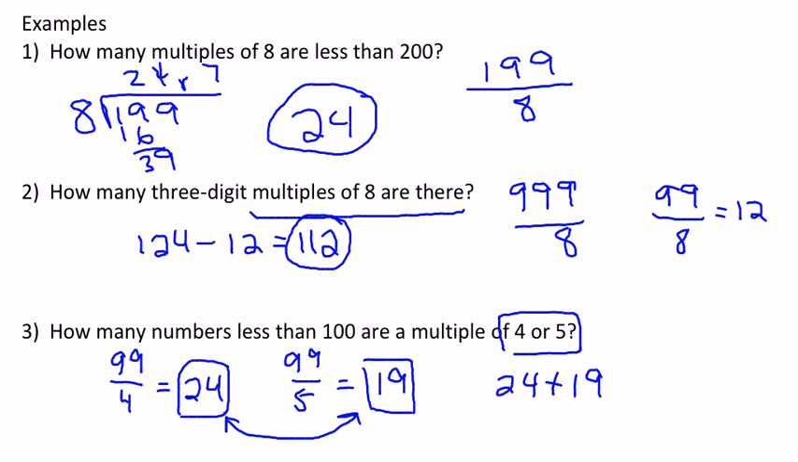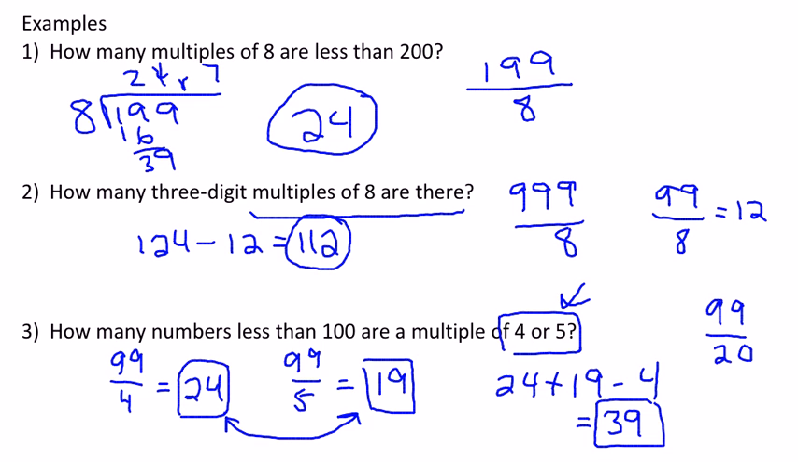The overlap between these two is exactly the multiples of the least common multiple of 4 and 5, which is 20. So how many multiples of 20 are there less than 100? Well, you do the same thing. Just do 99 divided by 20, and there are going to be 4 of those. So you subtract away the 4 multiples of 20, because those were counted twice, and we only want to count them once. Again, we used 20 because 20 is the least common multiple of 4 and 5. And so that gets me an answer of 39. So there are 39 numbers less than 100 that are multiples of 4 or 5.